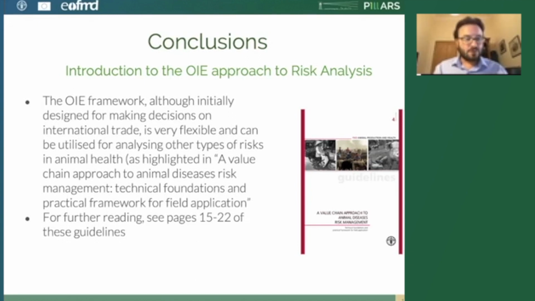And I guide you to look at pages 15 to 22 of these guidelines to give you more details relevant to this presentation I've just given.